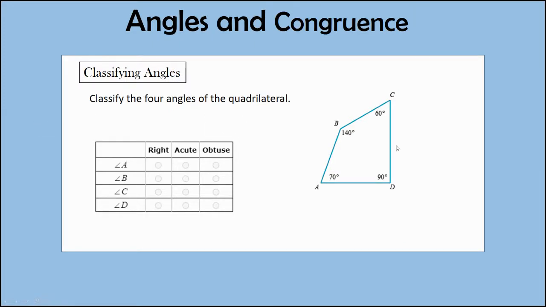Okay, now classifying angles. Here's the type of question you're going to get tonight. You got a choice between right, acute, obtuse. So angle A, if I come over here, angle A, notice there's only one angle at vertex A here, and that's this 70 degrees. Well, 70 degrees is between 0 and 90, so that's acute. Angle B is up here. Notice angle B is 140 degrees, so that is obtuse. Angle C up here is 60. That's between 0 and 90, so that is acute. And then angle D here is 90 degrees on the nose, so that means that is a right angle. So pretty straightforward there. Okay.